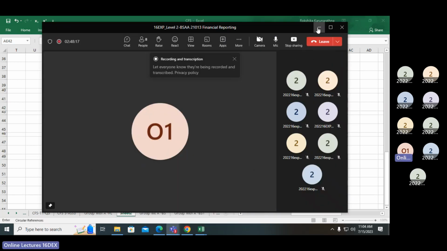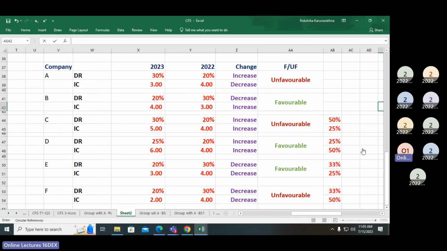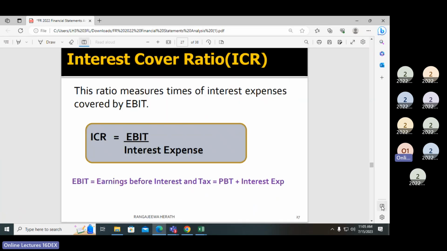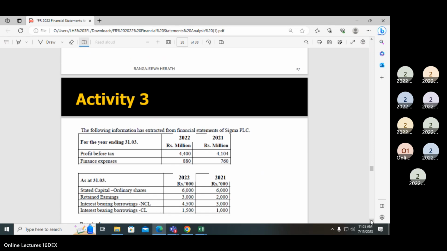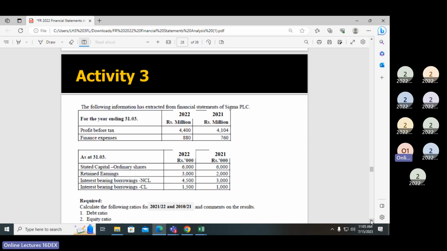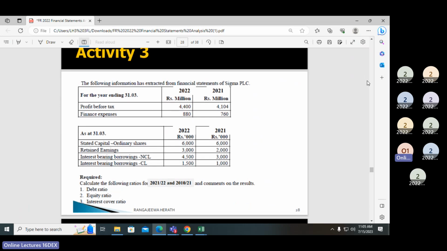So we continue the discussion. Then we are moving to the next category. Okay, we have the activity here. We did not discuss this activity. Can you attempt the activity first? We have 12 ratios now. We can take this as 13, 14, 15, right?